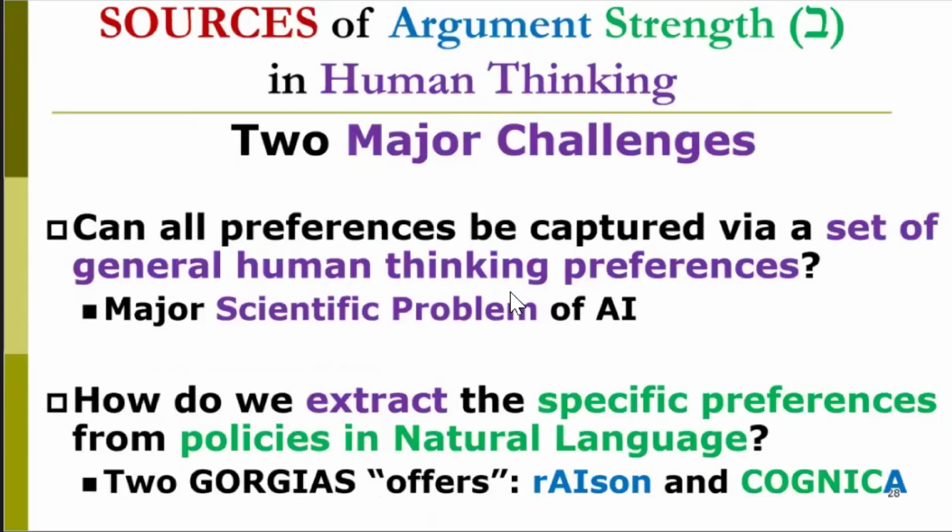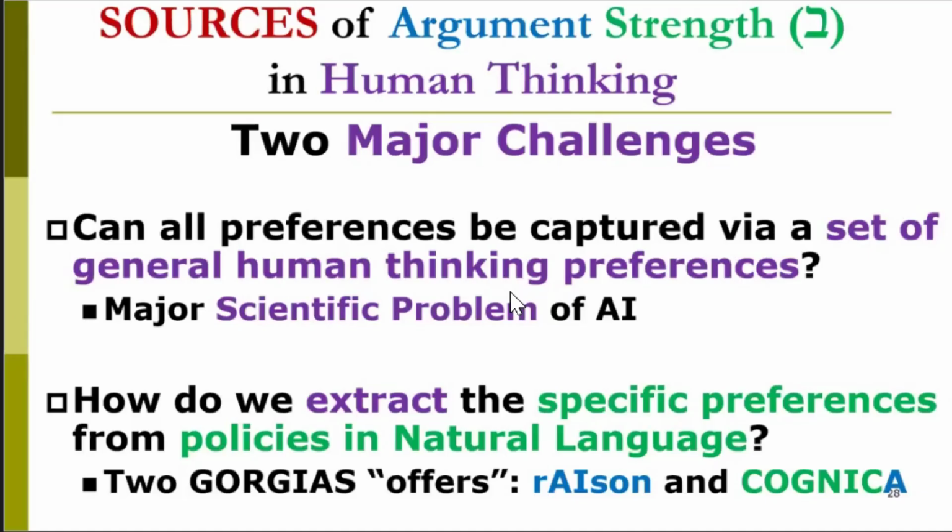And therefore, we have these two major challenges. The first major challenge is this theoretical scientific one, if you like, that relates to general preferences in human reasoning. Is it really possible? Can we capture all preferences of human reasoning via a set of general human thinking preferences of the second type that I've said before? This is a nice scientific problem.